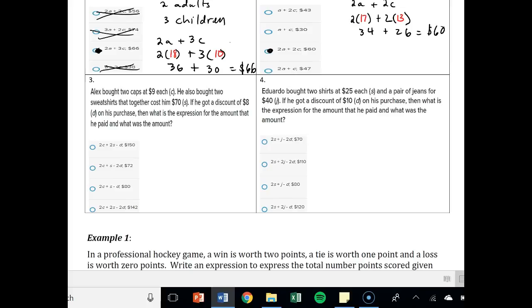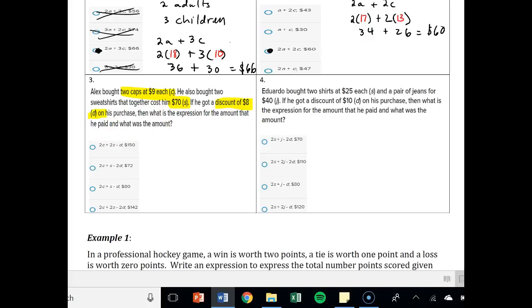It says Alex bought 2 caps each at $9, C, so 2 caps at $9. He also bought 2 sweatshirts that together cost him $70, S. So not that each of them cost $70, but together they cost $70, so that's important. If he got a discount of $8, D, on his purchase, what is the expression for the amount he paid, and what was that amount?